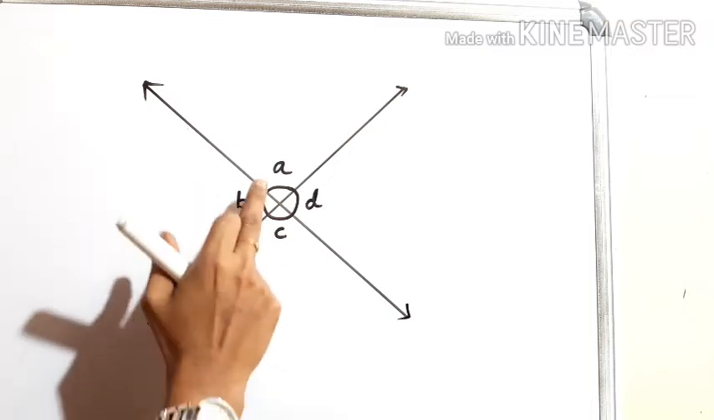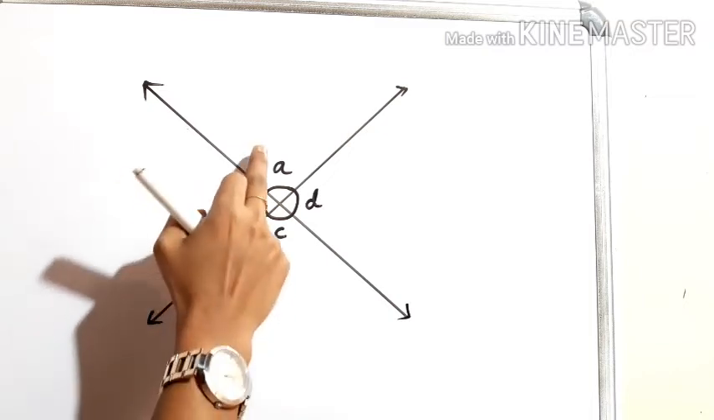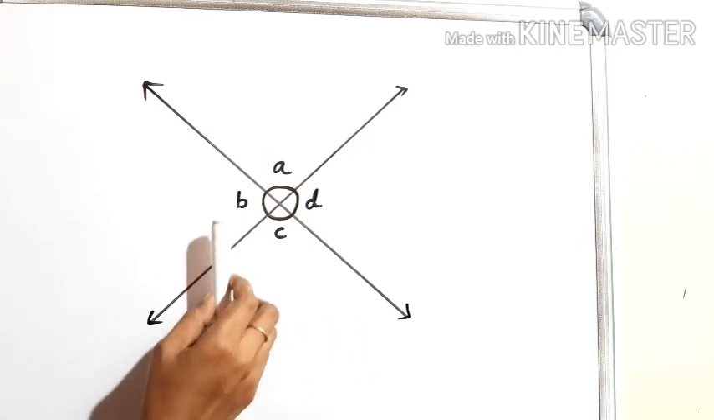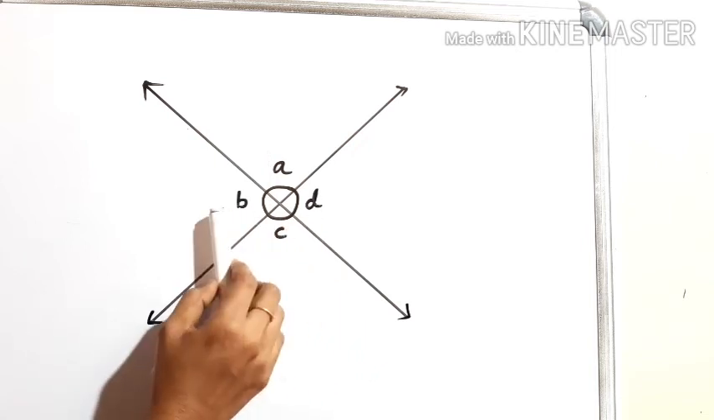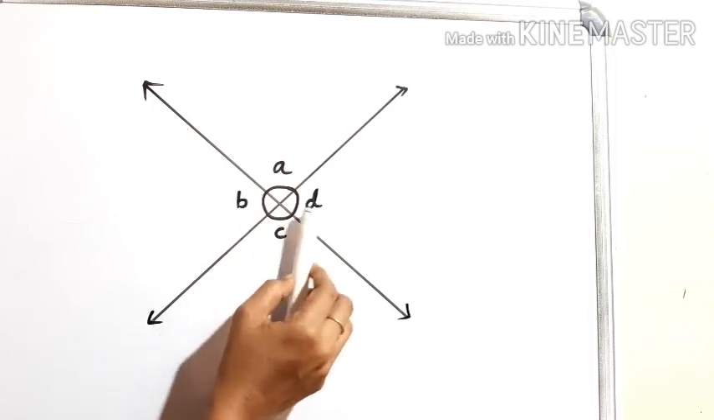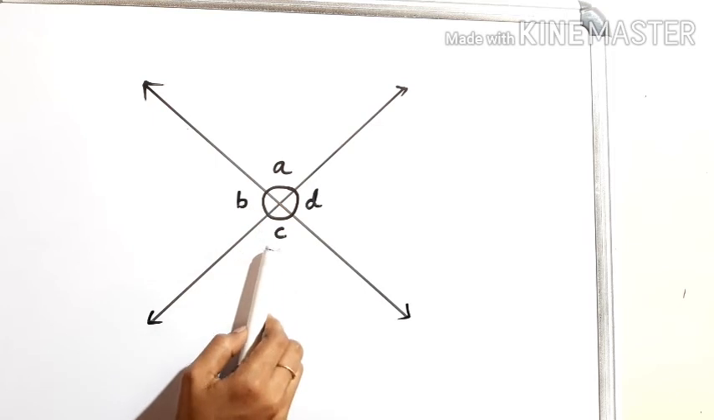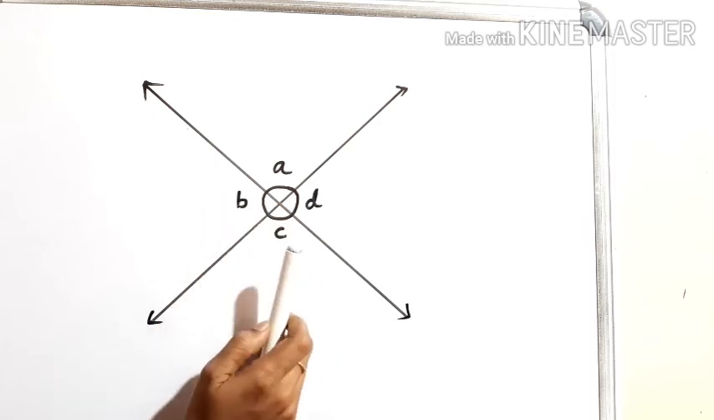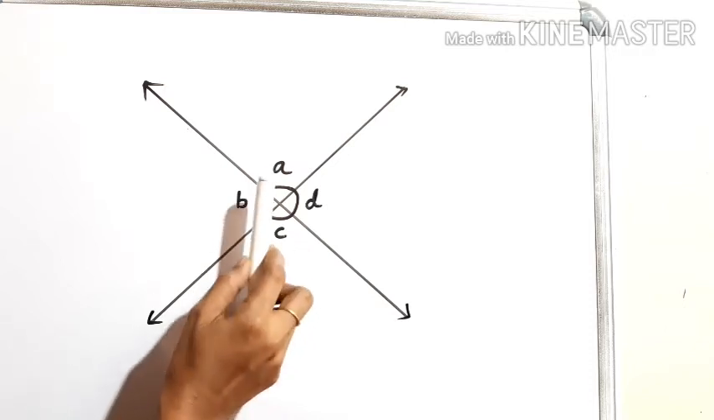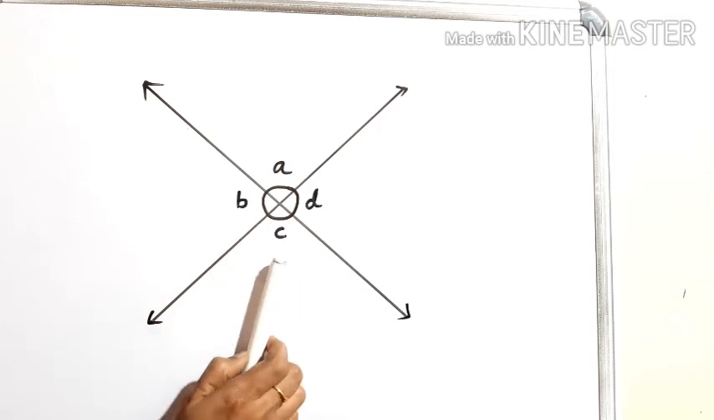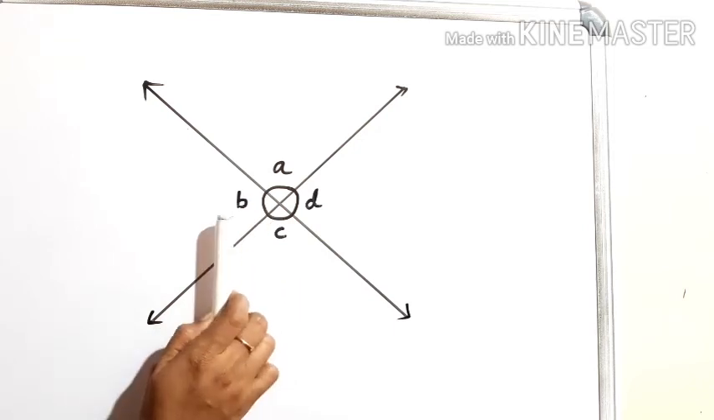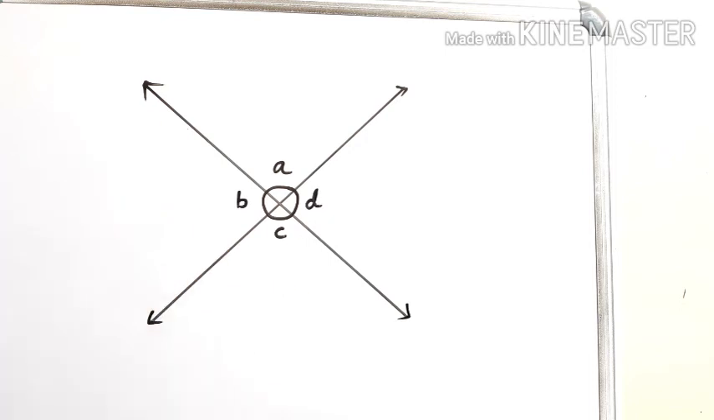Here, angle A, angle C are vertically opposite angles. Angle B, angle D are another pair of vertically opposite angles. First pair, angle A, angle C. Second one, angle B, angle D. Listen, then one more point. Here, angle A equals angle C. Angle B equals angle D. That means vertically opposite angles are equal.